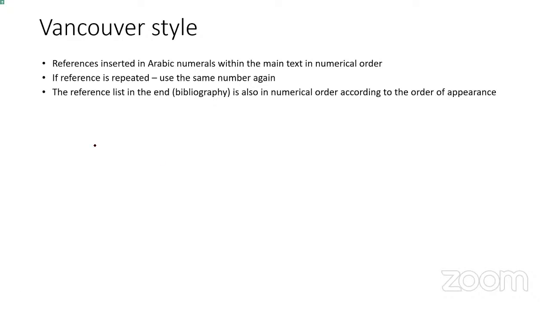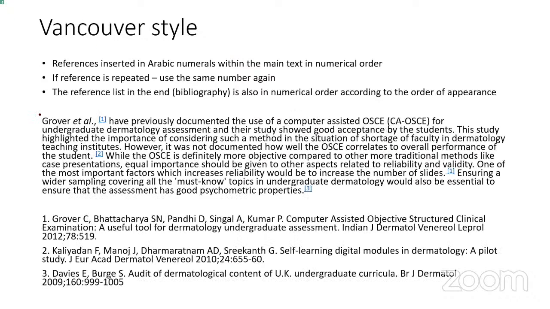So here, this is a Vancouver style. References are inserted in Arabic numerals within the main text. If the reference is repeated, you use the same number again. And in the end, the reference list is in numerical order, according to the order of appearance in the main text. So for example, this is a short paragraph. This is the first reference, so that's why this has been numbered as 1.